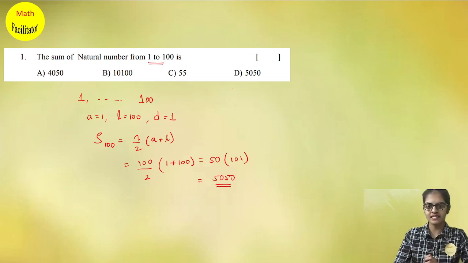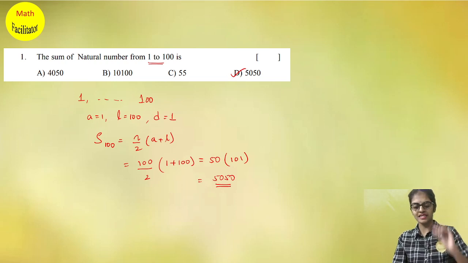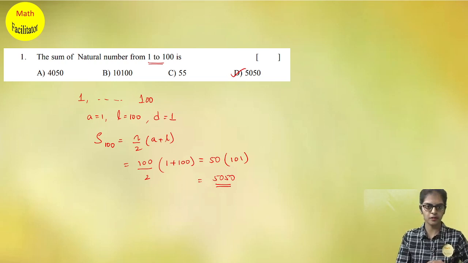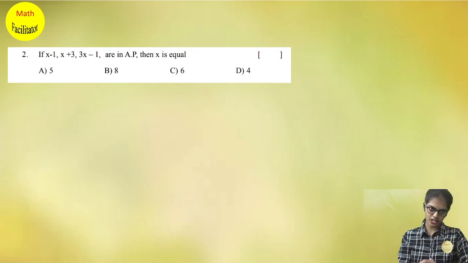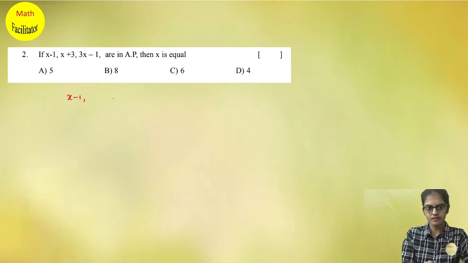Okay, so where is the answer? Option D. So Abhyasa Deepika questions will definitely help you a lot. So the one who is preparing Abhyasa Deepika will definitely have an edge. So do prepare well. The next question: if x minus 1, x plus 3, 3x minus 1 are in AP, then x is equal to what? So x minus 1, x plus 3 and 3x minus 1 are in AP. Then x is equal to what?